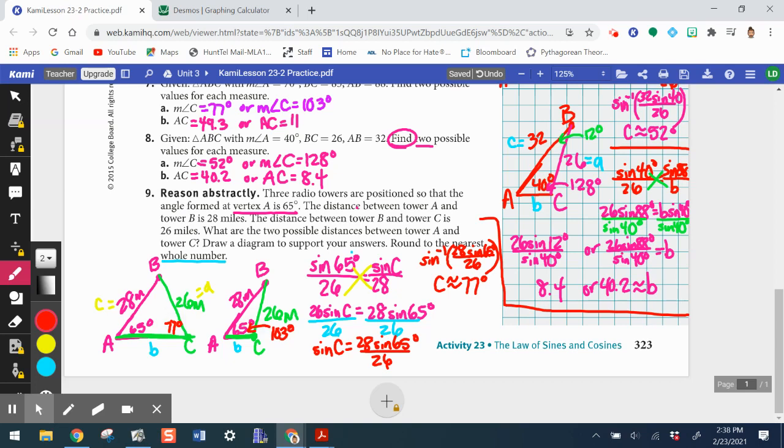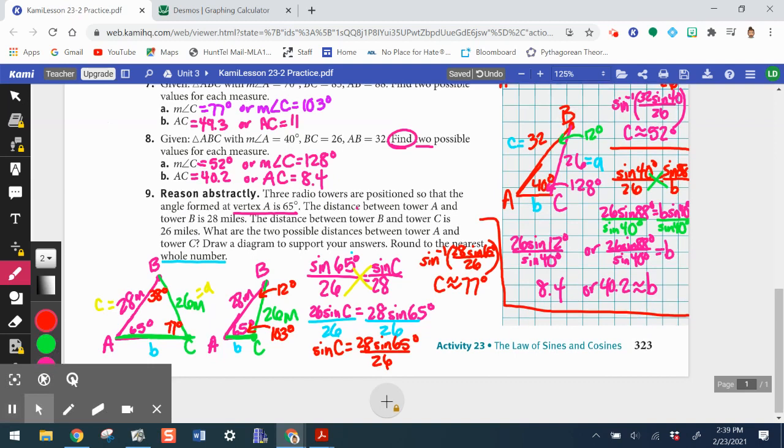So now that we found two possible measures for the angle C, we're going to find the other two possible measures for angle B so that we can find the side opposite of angle B. So on this acute triangle, we'll take 180, subtract 65, subtract 77, and angle B could be 38 degrees. Likewise, on this second triangle, we'll take 180, subtract 65, but this time subtract 103, and we'll get 12 degrees. So we have two possibilities again for angle B, 38 degrees or 12 degrees.